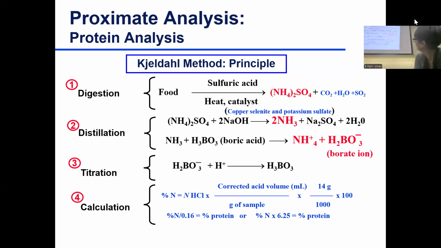This is one of your questions on your lab report, the roles of the different reagents. So what does sulfuric acid with heat and catalyst do? It digests the sample, converts everything into fumes, everything evaporates. CO2, H2O vapor, SO2, sulfur coming from your protein. However, the nitrogen, look in red, we are fixing the nitrogen. We are following the nitrogen.